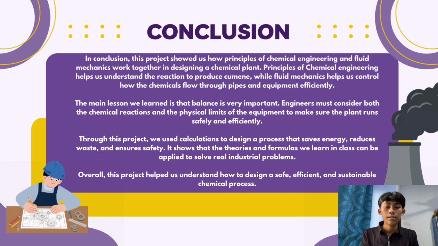The main lesson we learn is that balance is very important. Engineers must consider both the chemical reaction and the physical limits of the equipment to make sure the plant runs safely and efficiently. Through this project, we use calculation to design a process that saves energy, reduces waste, and ensures safety. It shows that the theories and formulas we learn in class can be applied to solve real industrial problems.